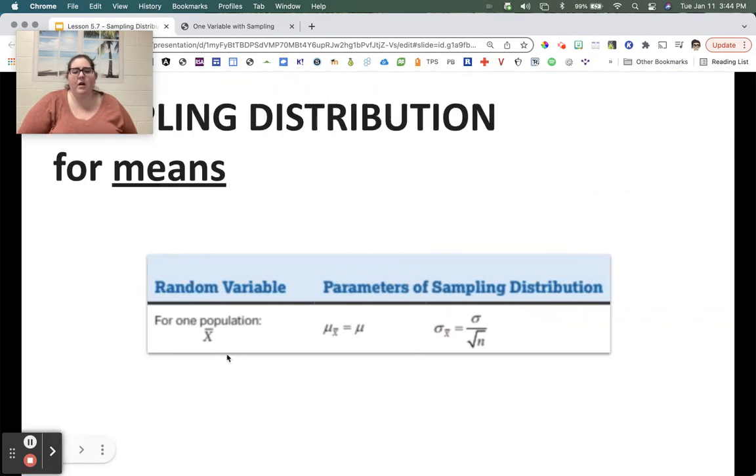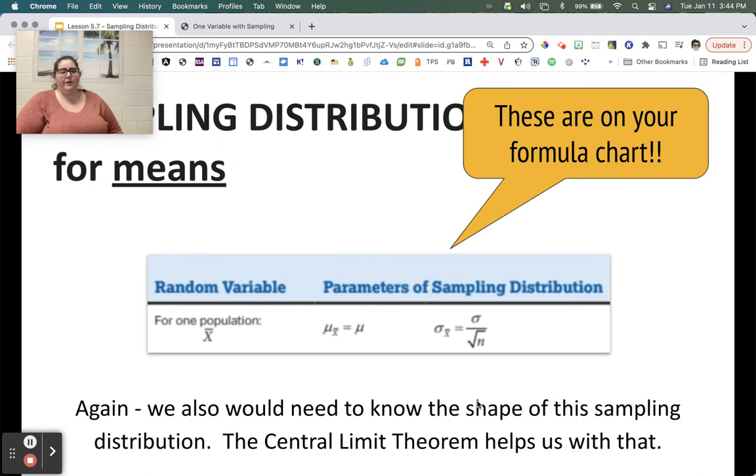And then, from our formula chart, the mean of that sampling distribution is just going to be the mean of the original population. The standard deviation of that sampling distribution is going to be the original standard deviation of the population divided by the square root of n. Again, they're on your formula chart.